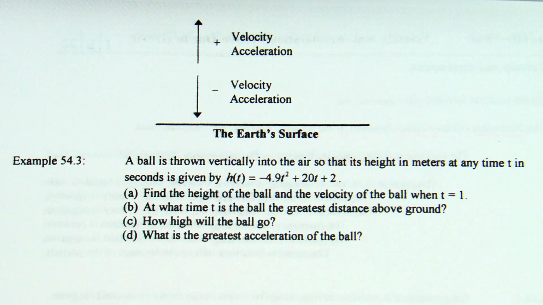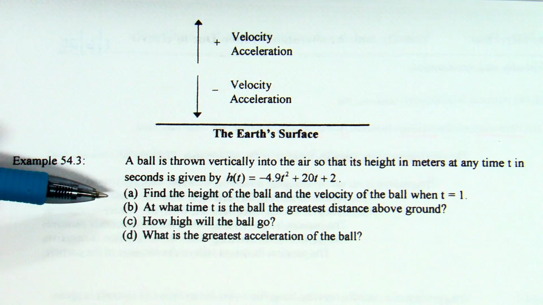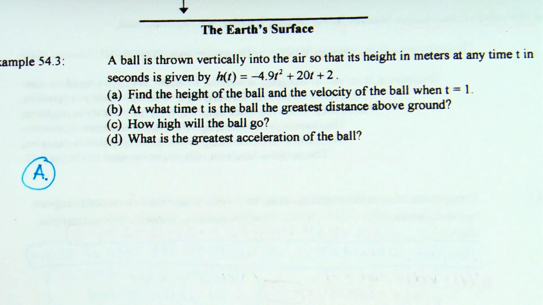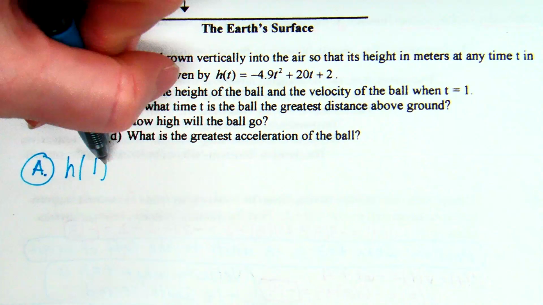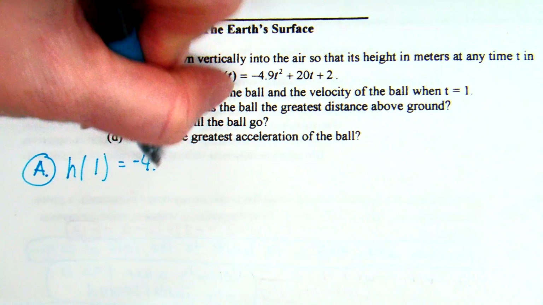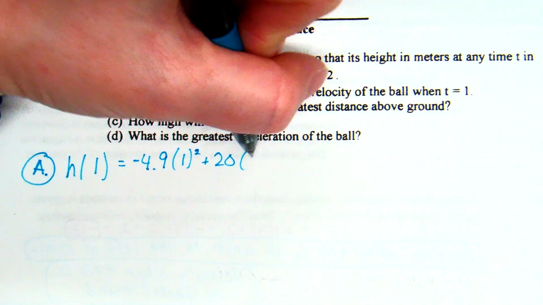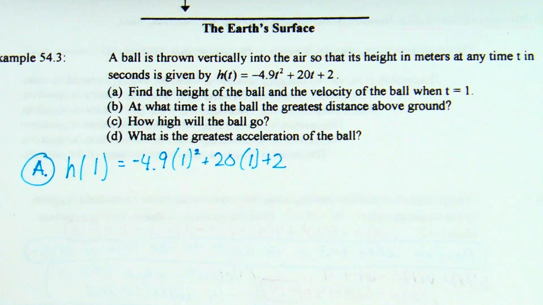Okay, A. Find the height of the ball and the velocity of the ball when t equals 1. So how do I find the height of the ball when t equals 1? Plug 1 into the height equation, right? They're asking for the height when t equals 1, and they gave me a height equation. So we're finding h of 1. That height acts like the position in the other problems. The difference is our previous problems on the front side were along a horizontal number line. Now we're going up in the air.